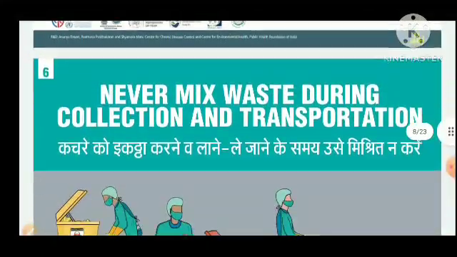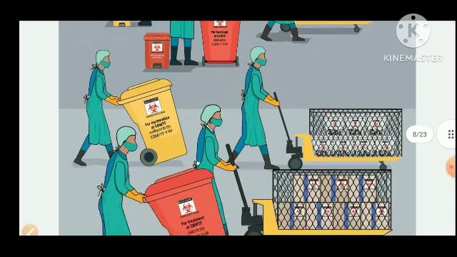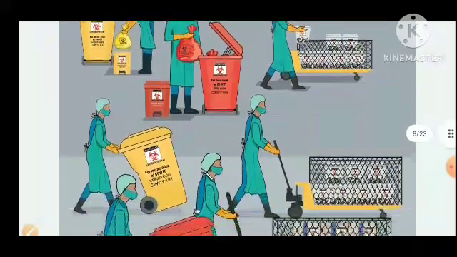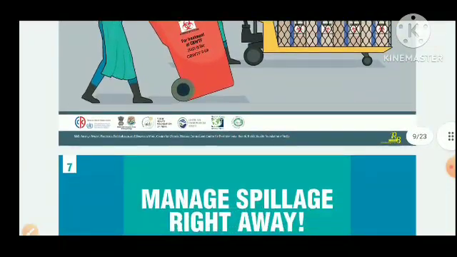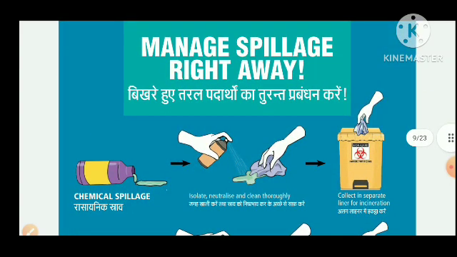Okay. Next, a very important thing: never mix the waste during collection and transportation. All the waste should be segregated, and that segregated waste should be transferred separately to the treatment facility. It should not be mixed during the collection time or during the transportation time. Okay, this is very important. You can see that everyone is taking different bins separately, and they are to be sent for treatment at the CBWTF. Okay, now managing the spillage is also a very important thing.